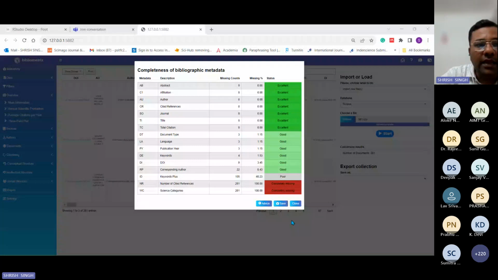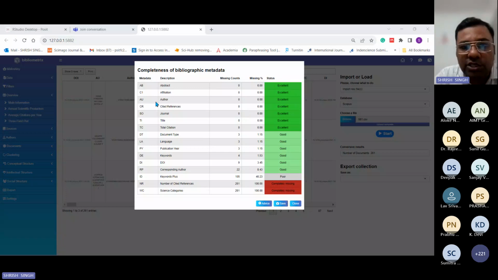So what I have done, I have just entered the data once again. When you enter the data, you import the raw files, using the Scopus database. You browse the data, and when you click on the start button, after a few moments you will find this type of interface. Here it is showing that the abstracts are excellent. There is no missing abstract, meaning all 258 articles have 100% abstracts. Affiliation is clearly mentioned.